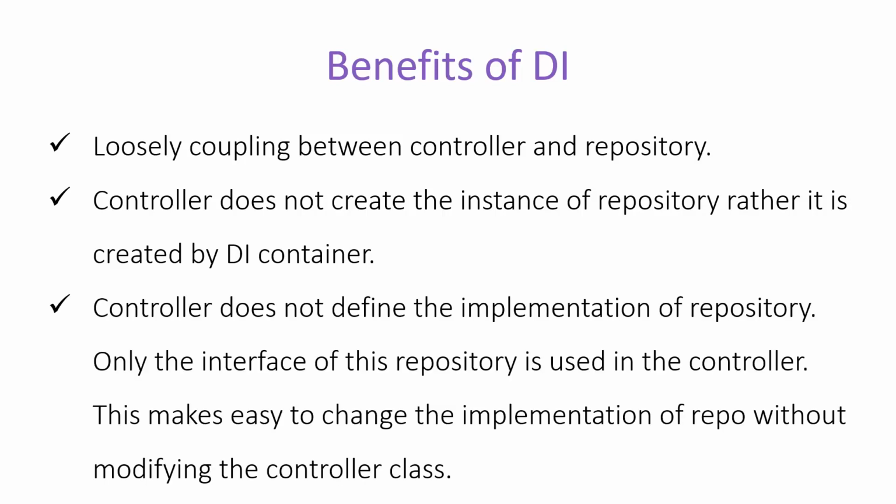Controller does not define the implementation of repository. Only the interface of this repository is used in the controller. This makes it easy to change the implementation of the repository without modifying the controller class. What does it mean? It means we are not using the repository directly in our controller class. We are dealing only with the interfaces, and in case we want to make some changes to the implementation of the repository, then we can simply update that, and we do not have to make any change in the controller class.